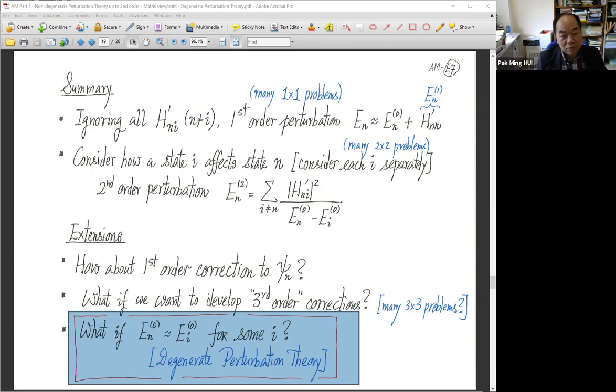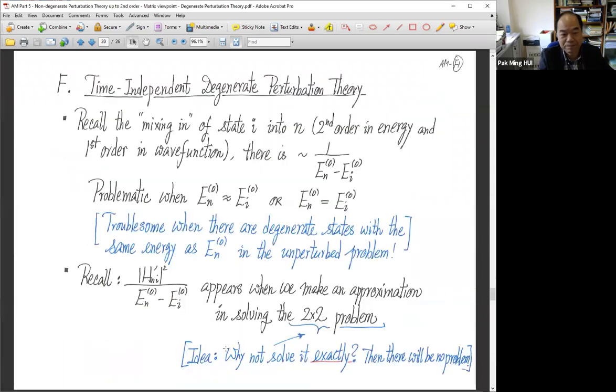What to do? The answer is not to do anything, right? Meaning not to take that square root expansion. You just do the 2 by 2 exactly. Everybody can do it, right? So that happens to be something important.